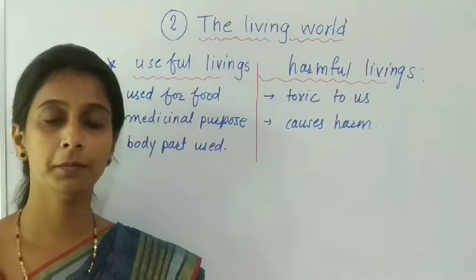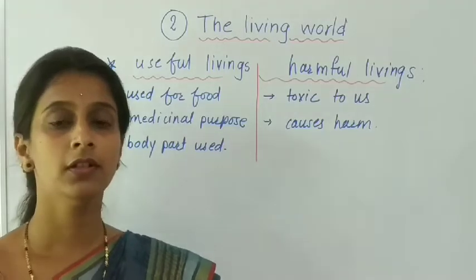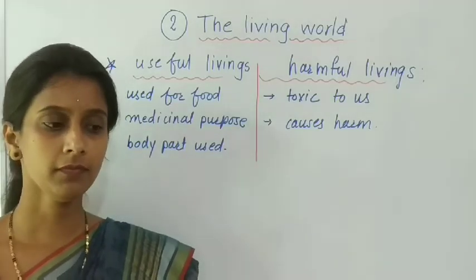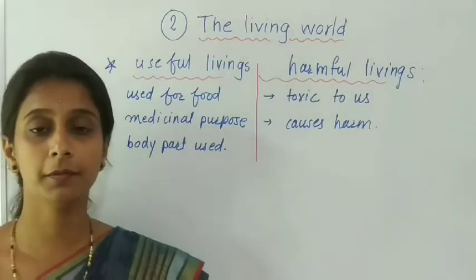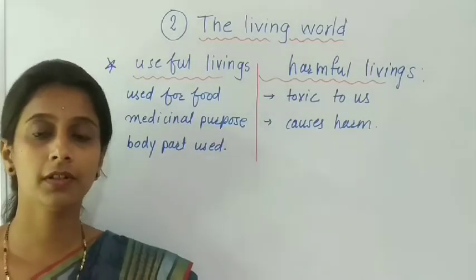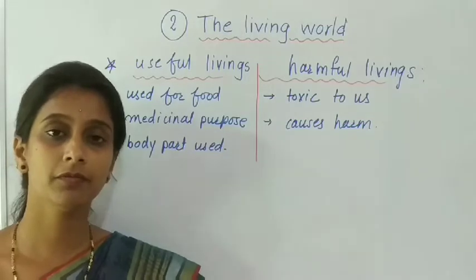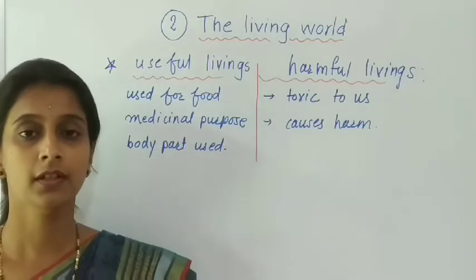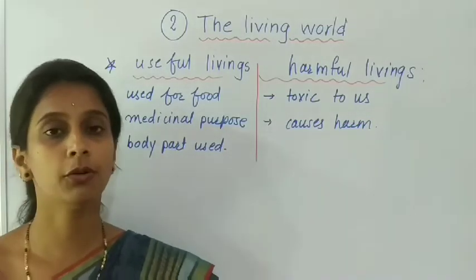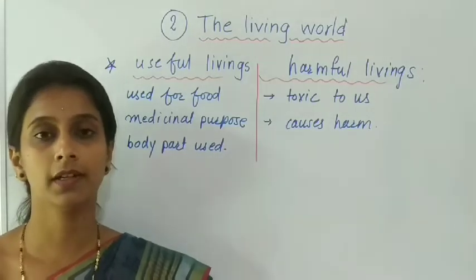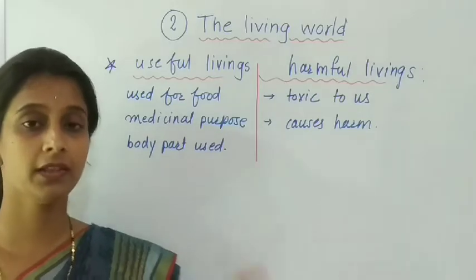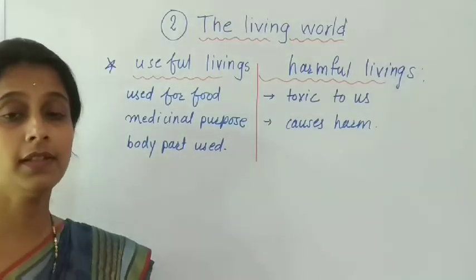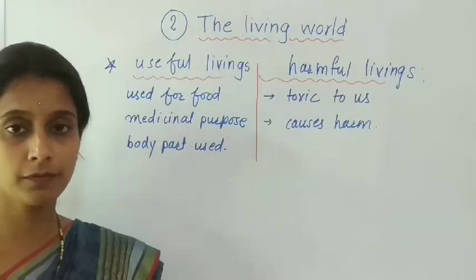And some body parts of animals are used for medicinal purposes too. Some body parts, like sheep give us fur. By using that fur, we make different things. So in this way, some animals also have body parts that are important and useful for us. In this way, some animals and some plants are useful for us.